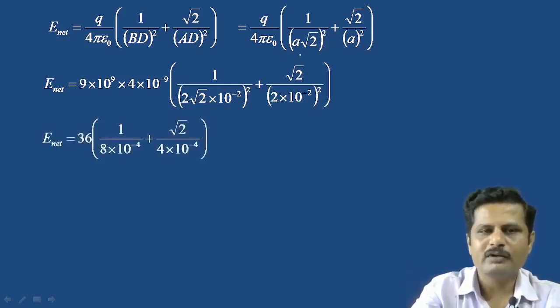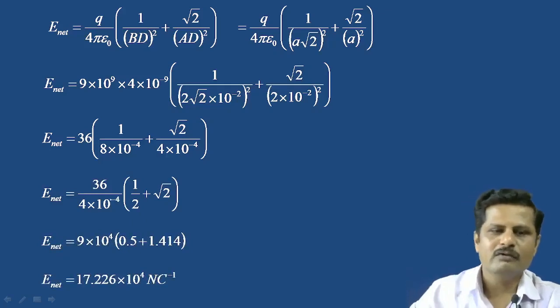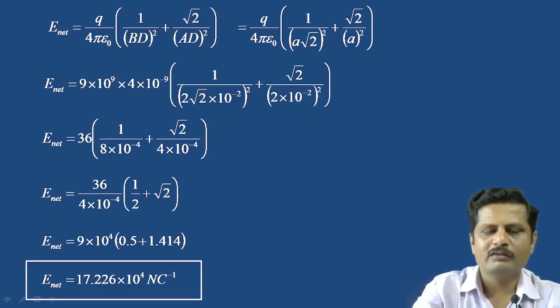When you simplify, we get the net electric field at the fourth corner equal to 17.226 into 10 raised to 4 Newton per coulomb. So in this way we can solve the problem. Okay, so let's look at the next problem.